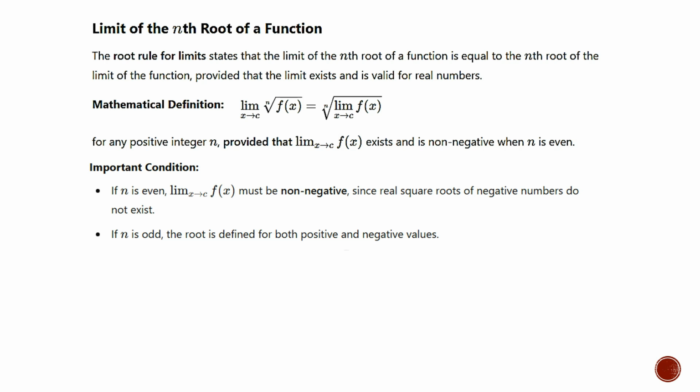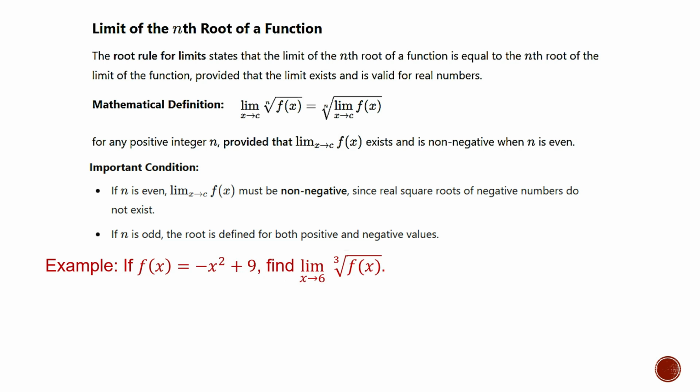There are two conditions here. If n is even, the limit of f of x as x approaches c must be a non-negative number, meaning it should be positive or 0, since the real square roots of negative numbers do not exist. You gotta take note of that. So if n is odd, then the root is defined for both positive and negative numbers.